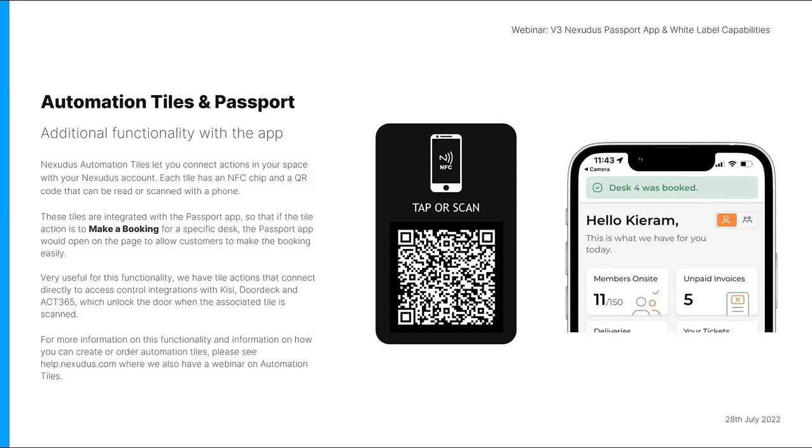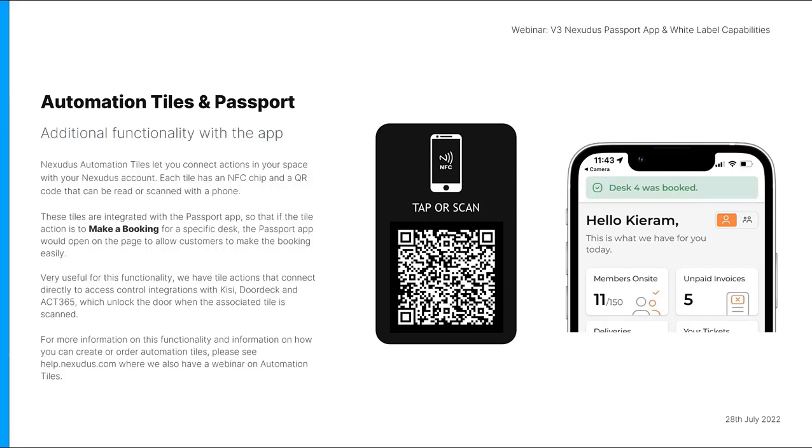Very useful for this functionality, we have tile actions that connect directly to access control integrations with KeyC, DoorDeck, and ACT365, which would unlock the door if the tile was scanned. This would, of course, require setup to ensure everything is connected, but for the customer would be as simple as scanning or tapping the automation tile to unlock the door if they have access.